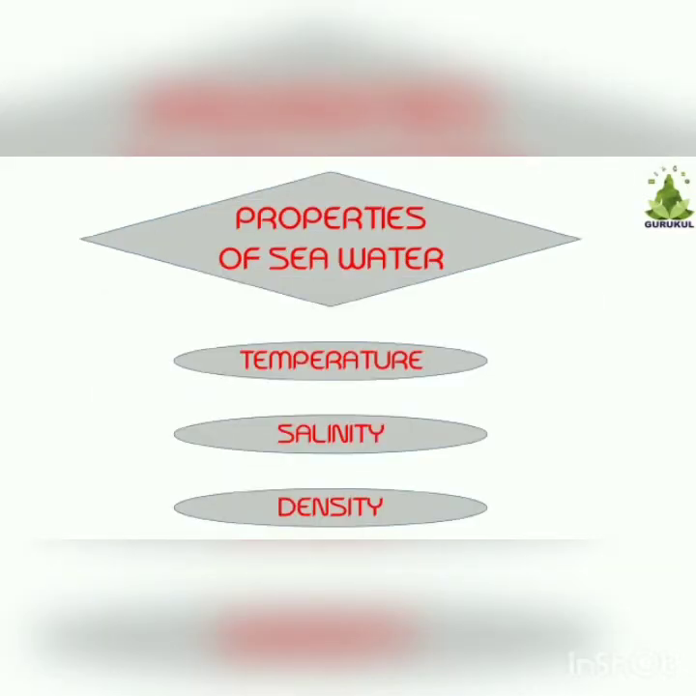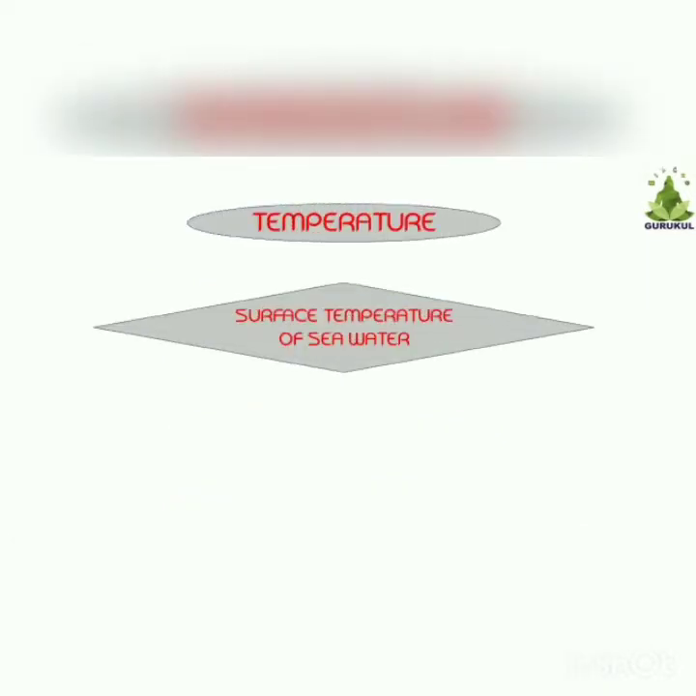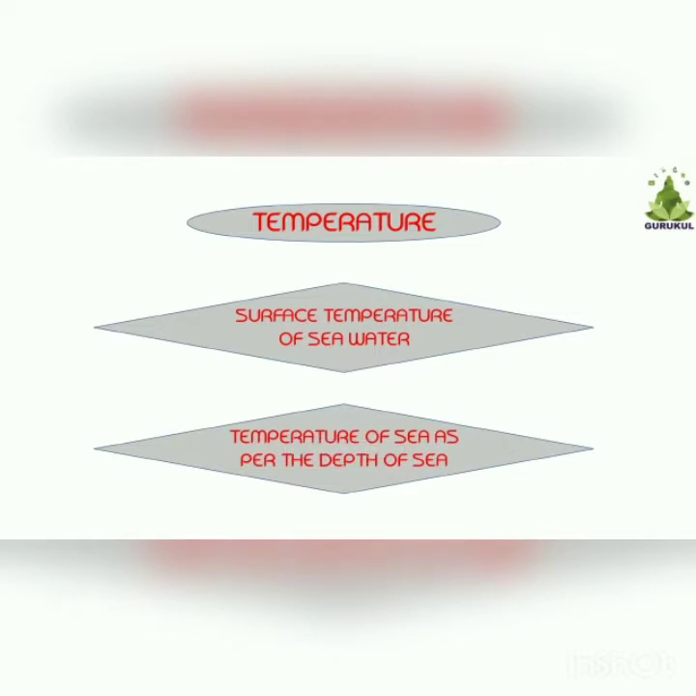So in this video, we have discussed the properties of seawater: temperature, salinity, and density. In the next video, children, we'll be dealing with temperature. In that, we'll be seeing the surface temperature of seawater and the temperature of the sea as per the depth of the sea.